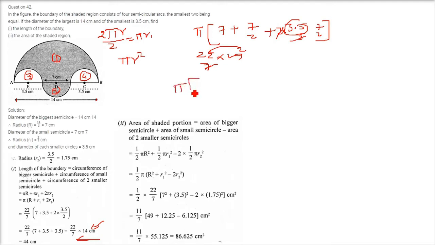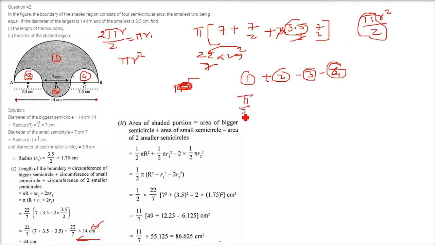Pi will take out. Let me tell you first what we have to do. First we'll take the area of the first one, area of the second one, then we'll subtract the area of 3 and 4. So that is essentially equal to 1 plus 2 minus twice of 3, because 3 and 4 are exactly similar. So what is the area of the semicircle? Area of a circle is pi r square, area of the semicircle is pi r square by 2. So what we can do here is take pi by 2 outside and just deal with the radius.